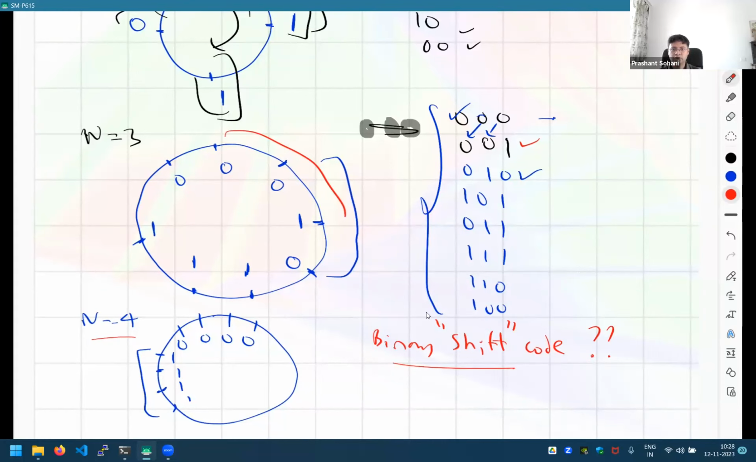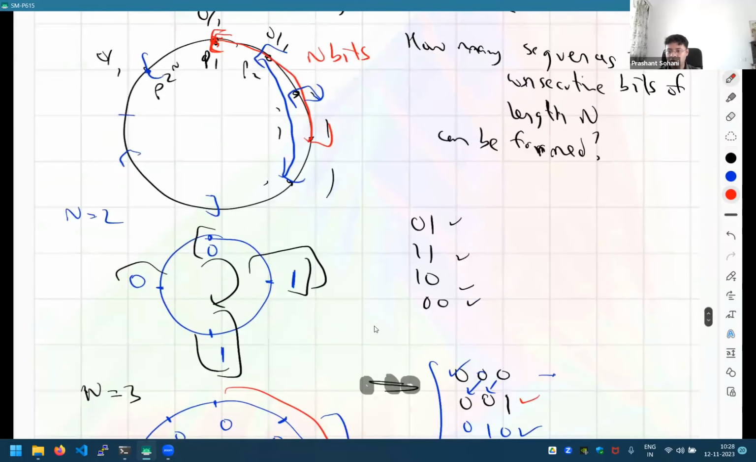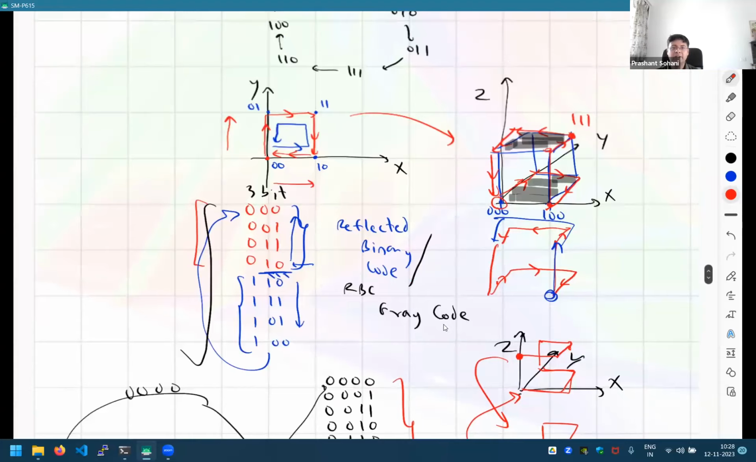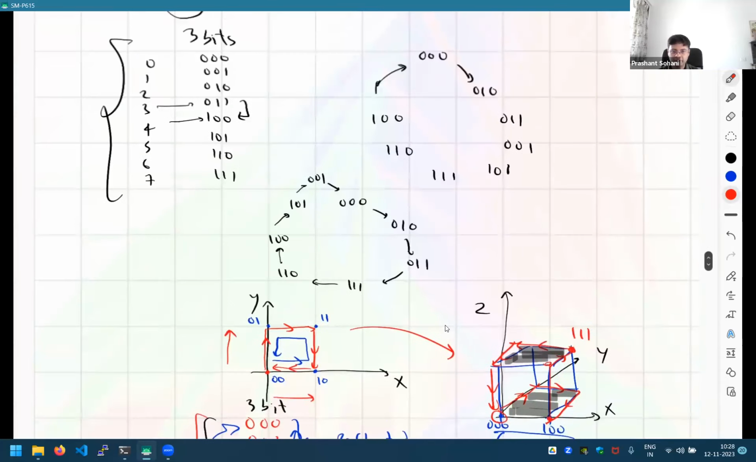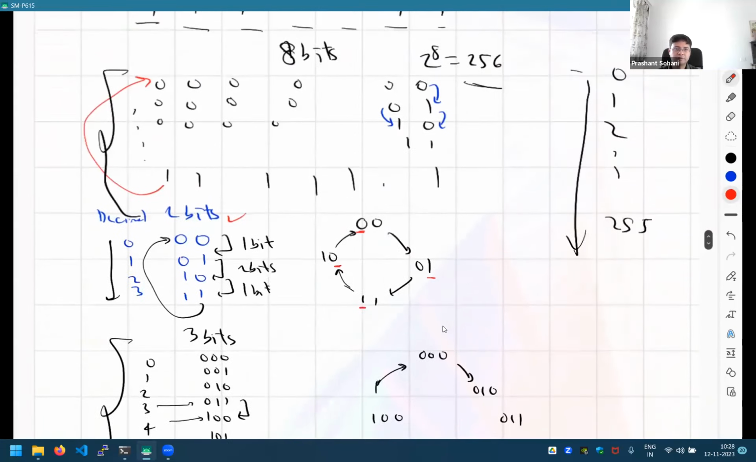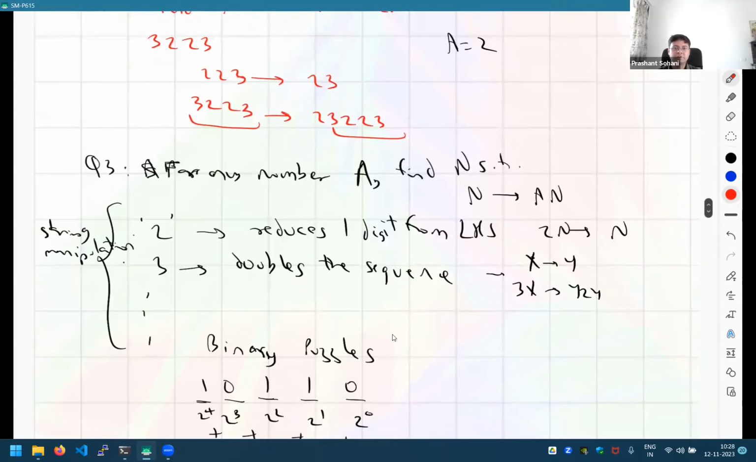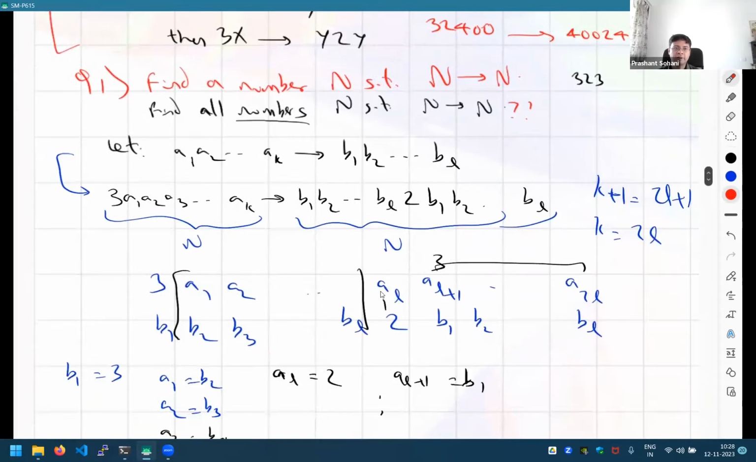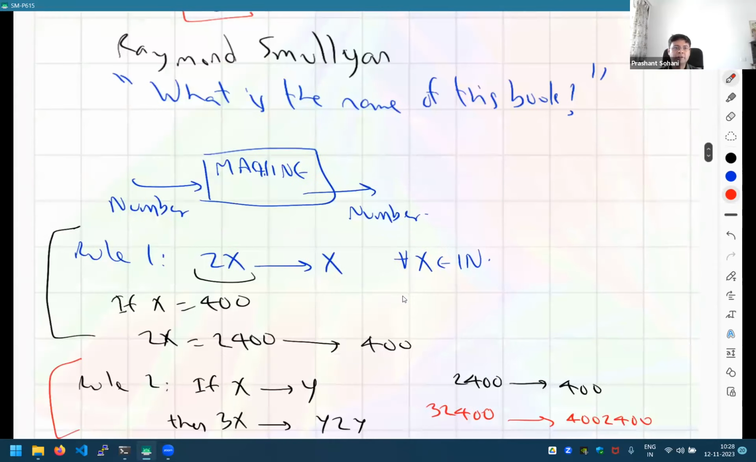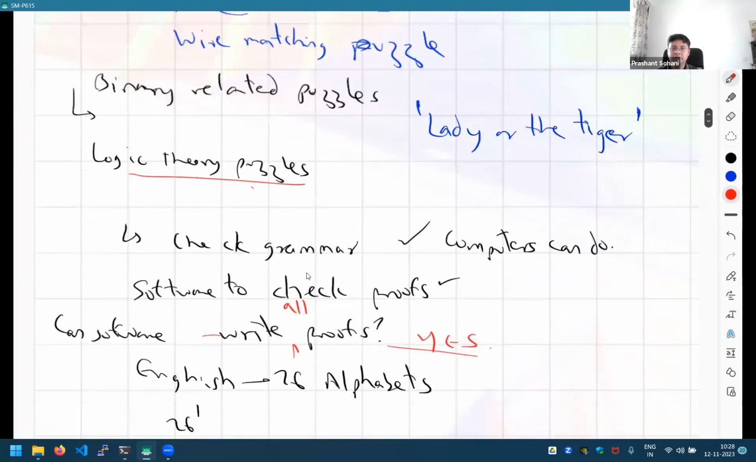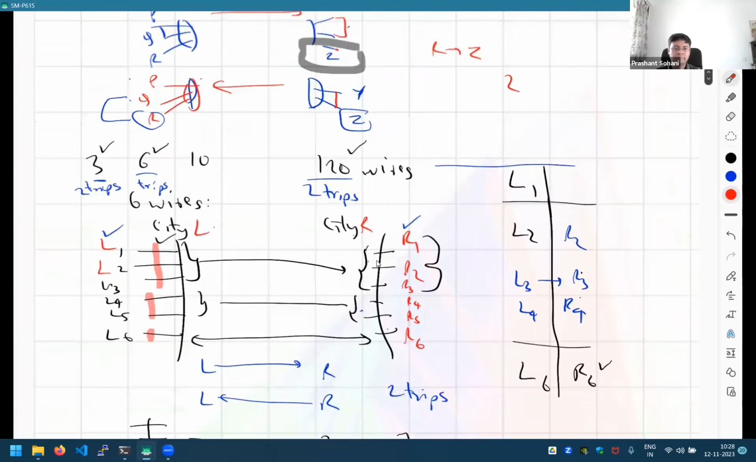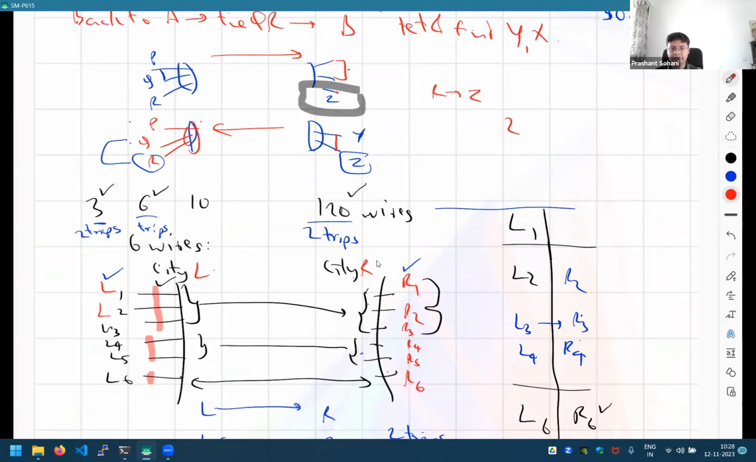We have covered lots of things, and I will probably end the lecture in the next few minutes. There are so many different kinds of puzzles that we visited today. Some were related to binary numbers, some were related to this machine that generates numbers. Then, at the very beginning, we did the puzzle about the wire matching. There are so many families of puzzles that can be covered, and each of these is just the basic example of that family.